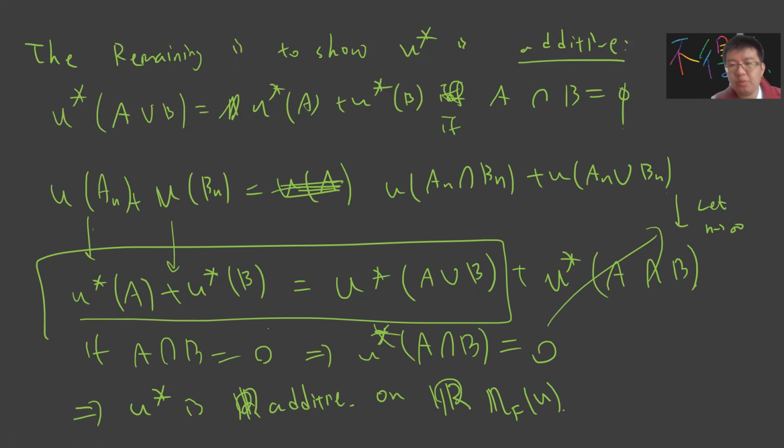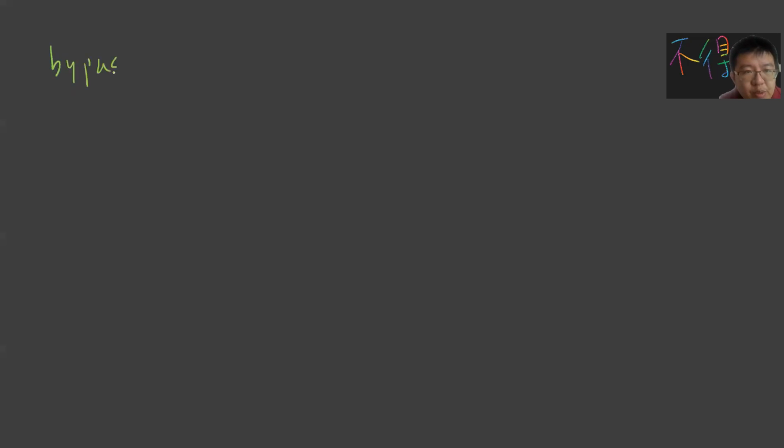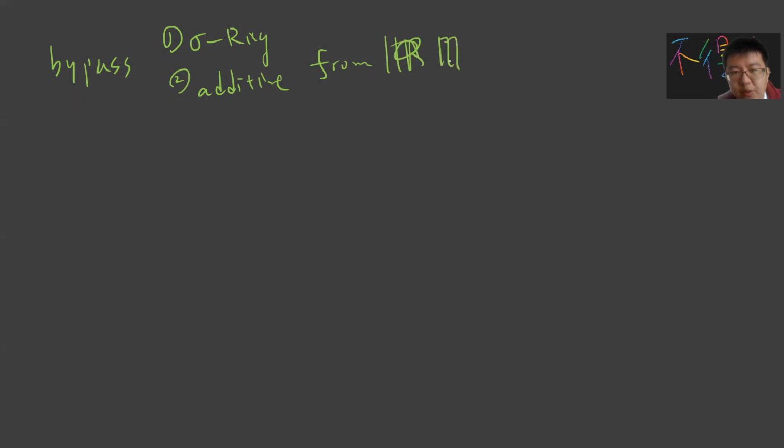Okay, so the final step is to extend these two properties: first the sigma ring property, and second the additivity. We want to extend these two properties from finitely mu measurable sets to countable unions of finitely mu measurable sets.